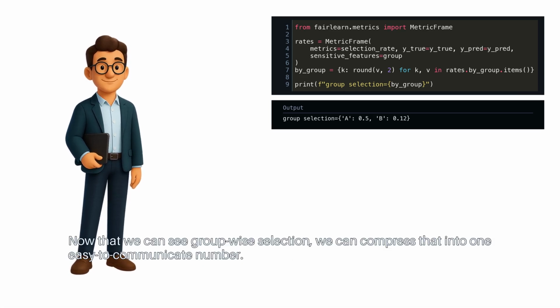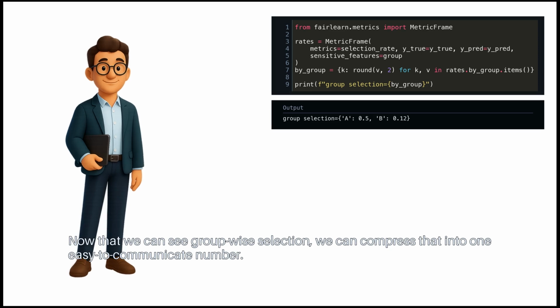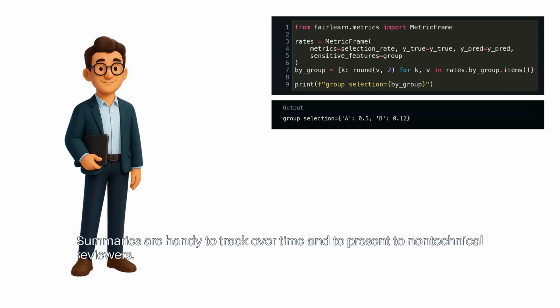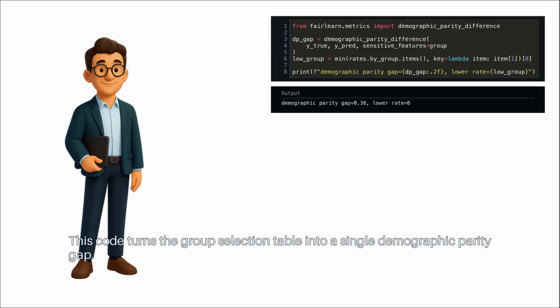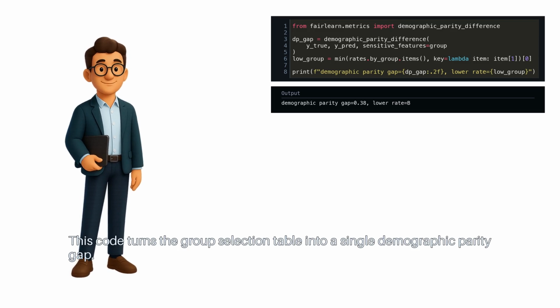Now that we can see group-wise selection, we can compress that into one easy-to-communicate number. Summaries are handy to track over time and to present to non-technical reviewers. This code turns the group selection table into a single demographic parity gap.